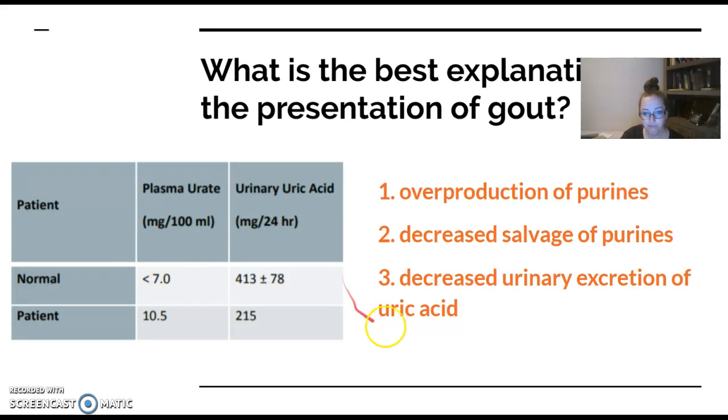So then finally we look at answer number 3, decreased urinary excretion of uric acid. The urinary analysis shows that the patient is excreting a lower than normal amount of uric acid. And a decrease in excretion alone could probably account for the increased plasma urate, although there's a good chance we could have an overproduction of uric acid as well. So this tells us that we need to be looking for causes for a decreased acid output.